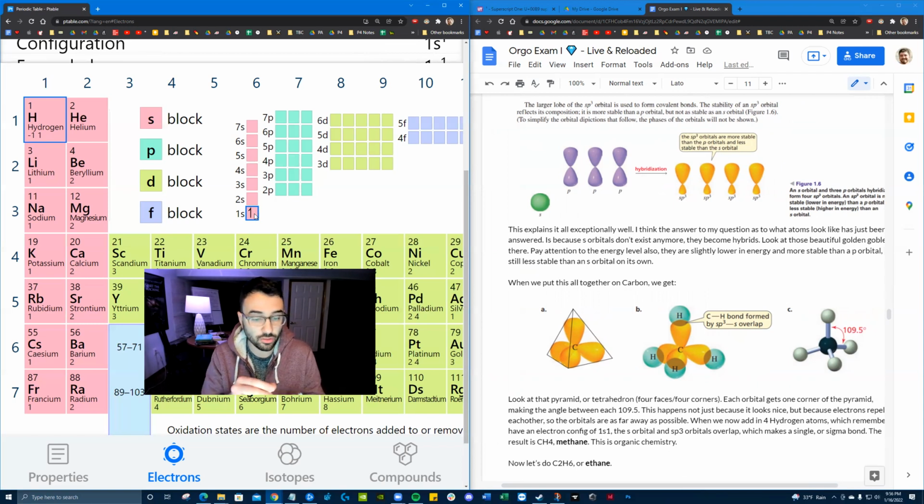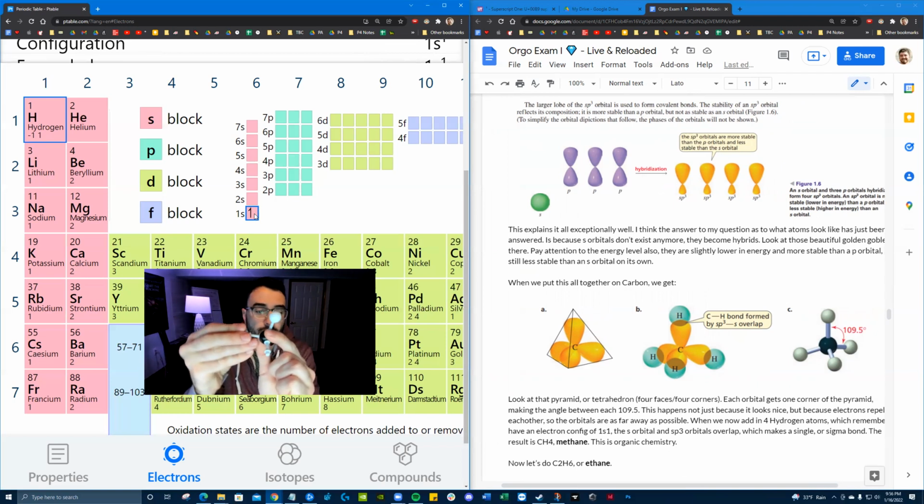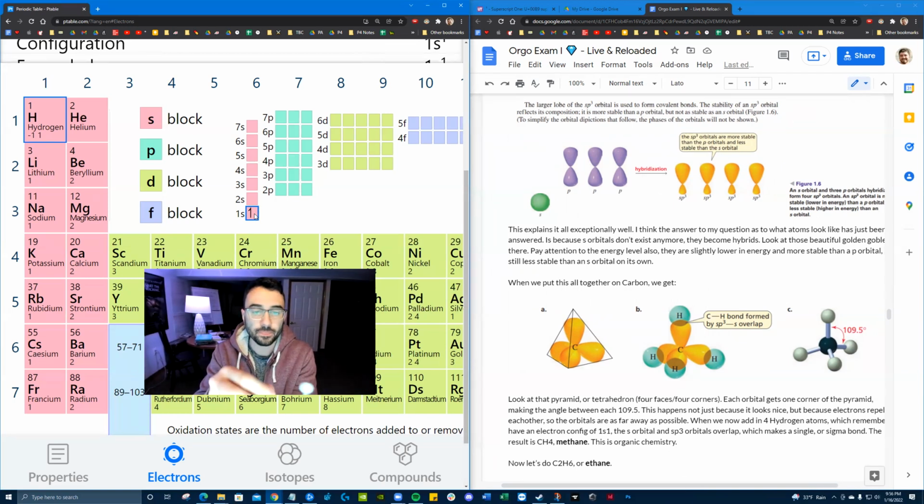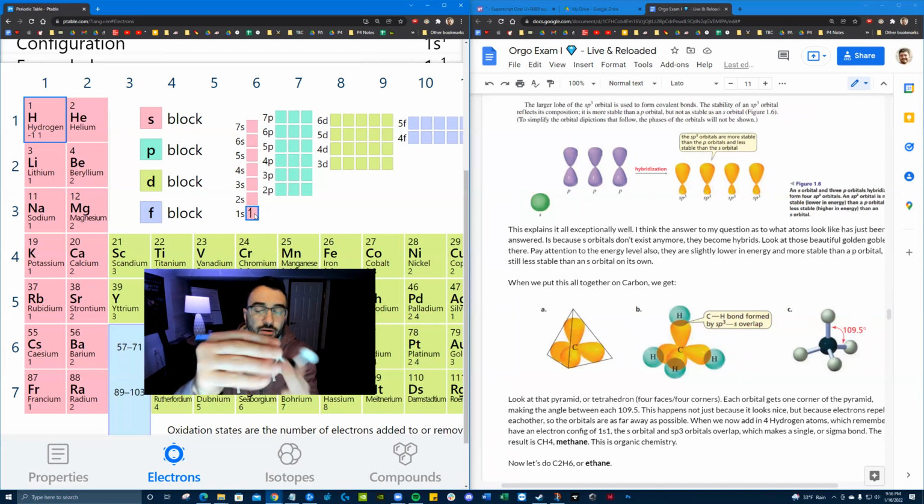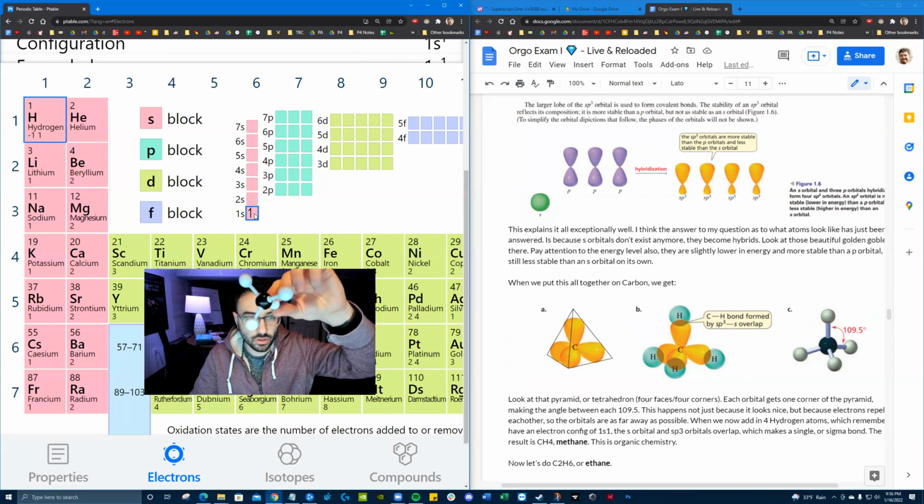And that's just going to happen 3 other times. We're going to bring a hydrogen here, and a hydrogen here, and a hydrogen here. So now we have a tetrahedral methane molecule. This is CH4. It's neutral.